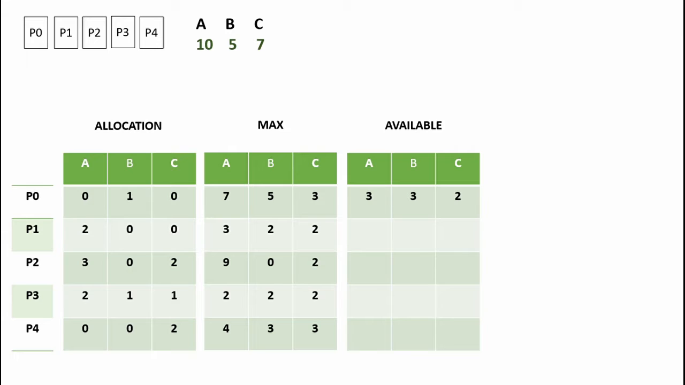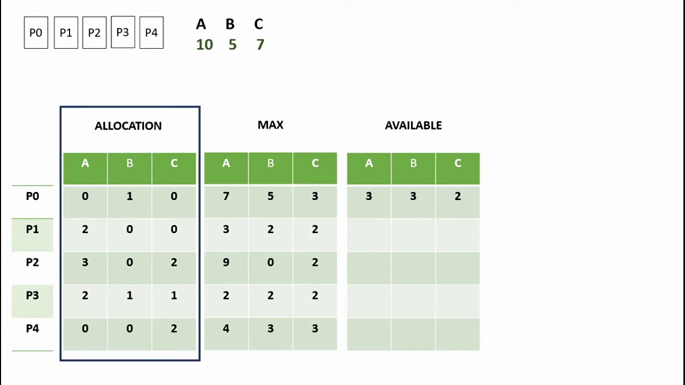So we have five processes P0, P1, P2, P3 and P4, and we have three resources A, B and C. These can be printer or scanner or of these types. Okay, so of A we have 10 instances, of B we have 5 instances and of C we have 7 instances. Now we have an allocation array.